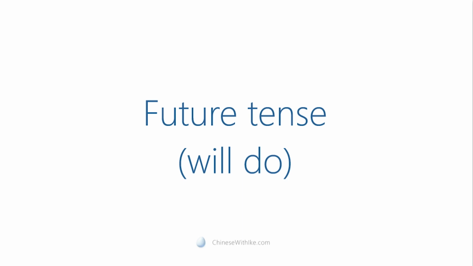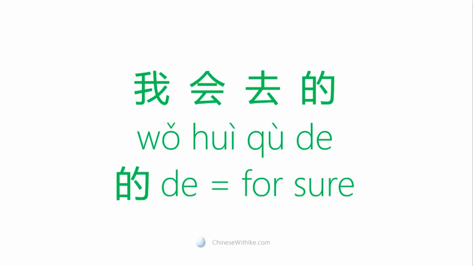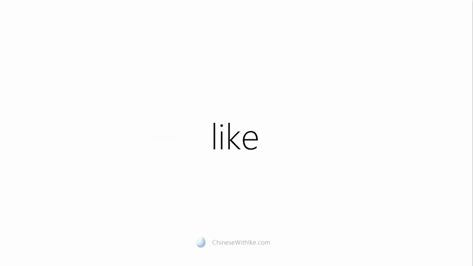Let's continue talking about the future tense. In this course, we are going to see will do. So the word will in Chinese is 会 So I will go in Chinese will be 我会去的 The 的 here is a sentence final particle, which indicates that the speaker is certain about what he is saying. In this case, I will go for sure. If you say without the 的, it sounds like I will go, but I didn't say when. So it sounds not sure.